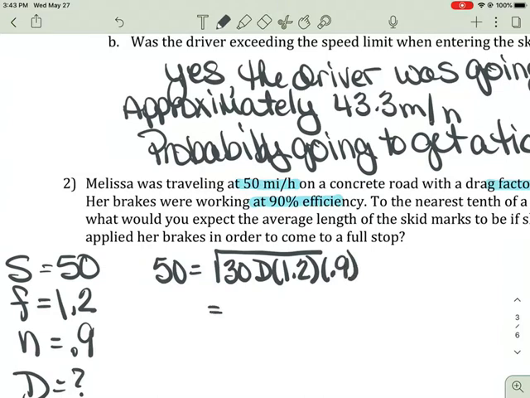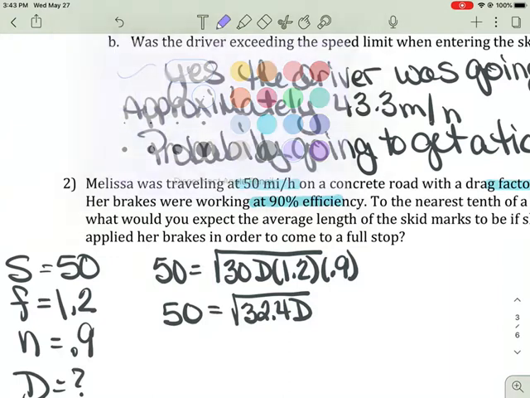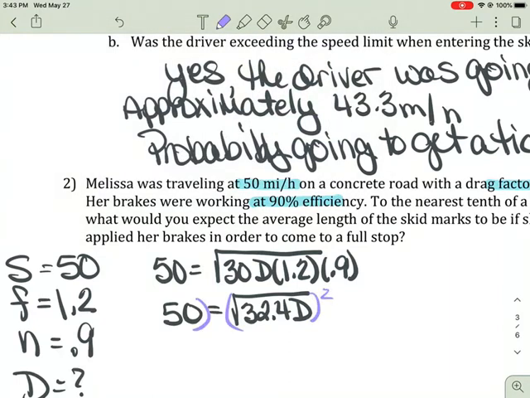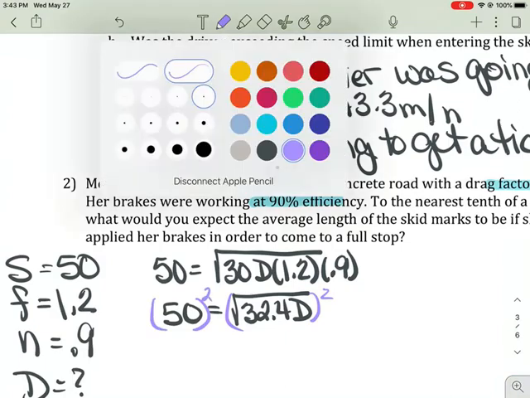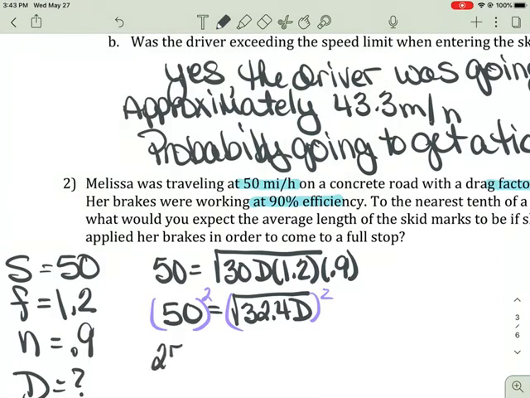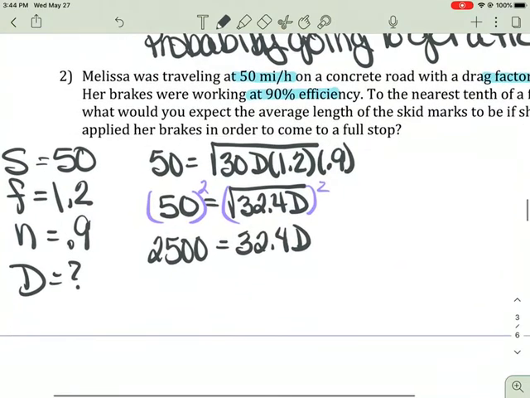Let's multiply what's underneath the radical first, and I'm going to get the square root of 32.4D. Here's 50. Now remember, when we're dealing with the square root, we're going to square both sides so that we get rid of the square root sign. They cancel each other out. So we're going to get 2,500 is equal to 32.4D. Now we're going to have to solve for D, so we're going to divide by 32.4.